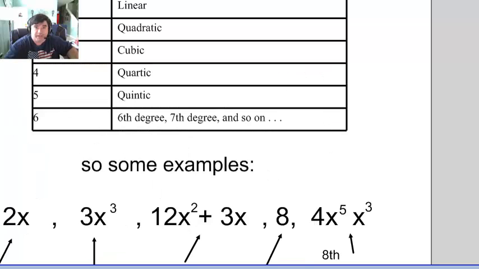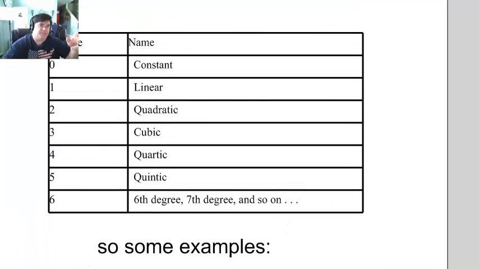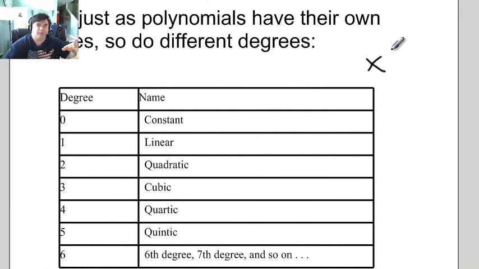Quick break, and back. Now, just as polynomials have their own names, so do different degrees. For instance, a degree of 0, so let's say x to the 0, is called a constant. And a constant because anything to the 0 power is 1, so you're really not going anywhere. There's nothing to be had. You're just at that point.